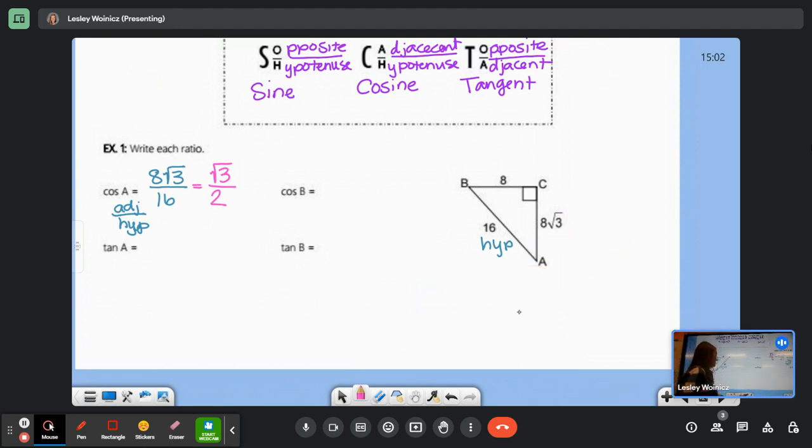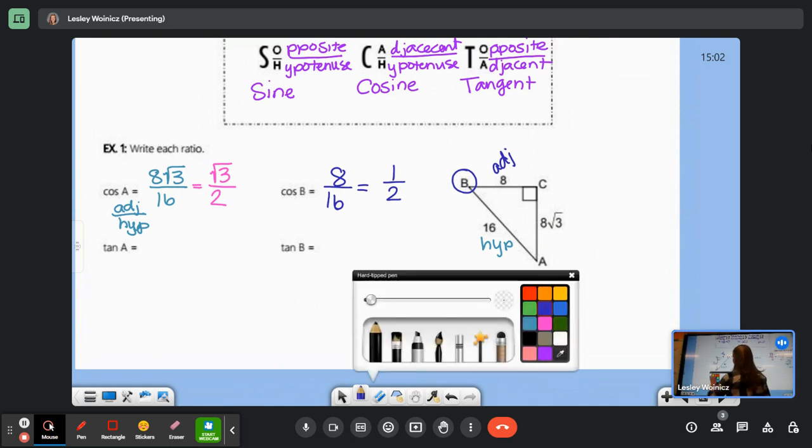All right, now let's do the cosine of B. The hypotenuse is still the hypotenuse, but we're going to start from this angle. Which side is adjacent to angle B? It's the 8. This is now the adjacent side. So now I'm going to take 8 over 16. What does that reduce to? 1/2.